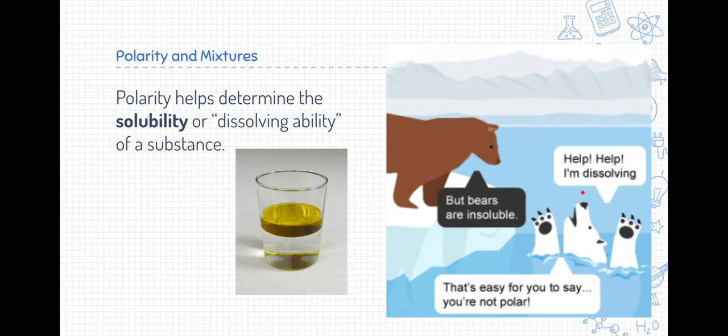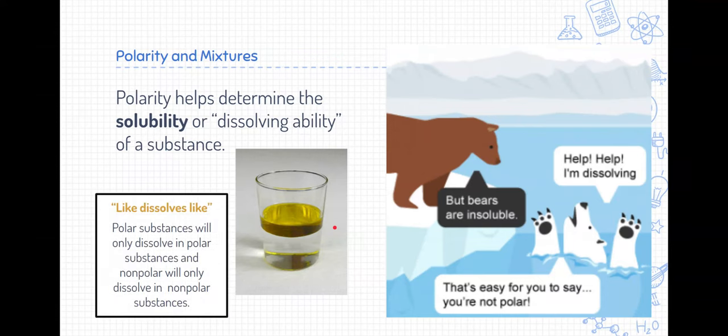Now, why are we talking about polarity? What does this have to do with classifying matter? Well, you remember we talked about mixtures, such as heterogeneous and homogeneous mixtures. Polarity helps determine the solubility, or the dissolving ability, of a substance. Take a look at this oil and water down here. You probably remember or recognize that oil and water don't mix. And a big reason for that is because they are opposite in terms of their polarity. Water is a polar molecule and oil is a nonpolar molecule. Now, there's a rule that says like dissolves like. Polar substances will really only dissolve in polar substances, and nonpolar substances will only dissolve in nonpolar substances. So if you put a nonpolar substance with a polar substance, like oil and water, they don't dissolve.